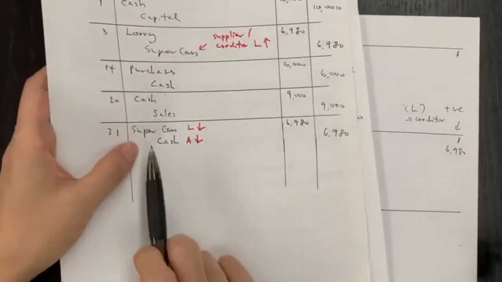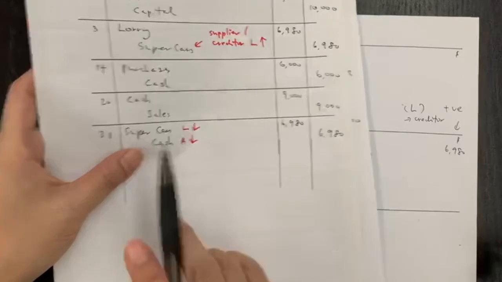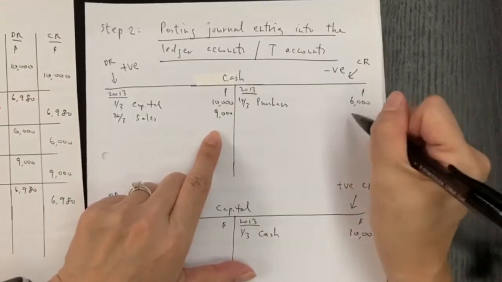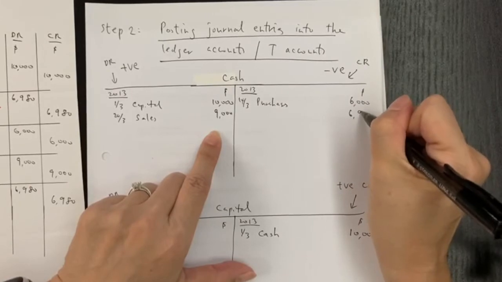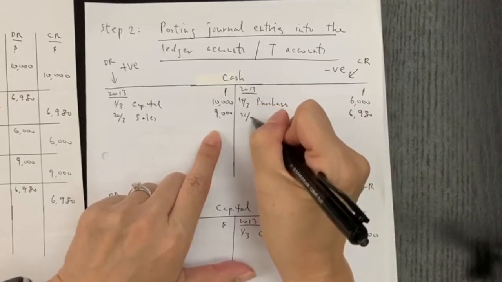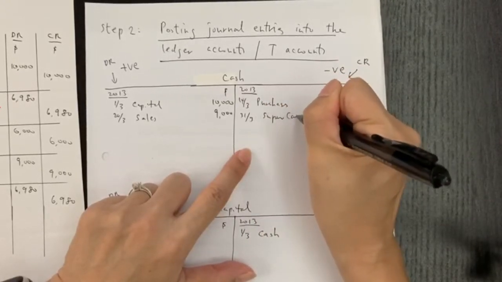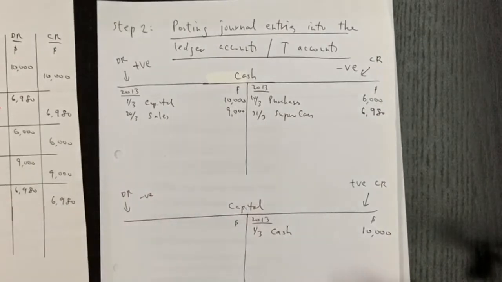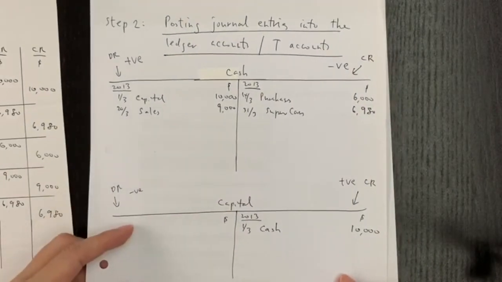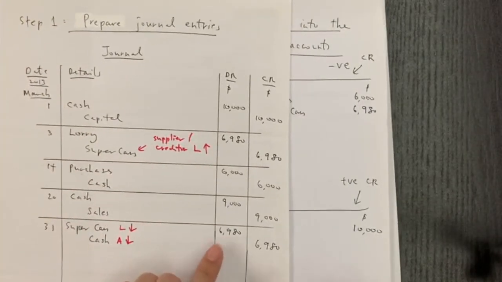So after debiting supercar, I need to credit cash. Where's my cash account? My cash account is here. So 6,980. The date is 31st March, because of supercar. So you can see we always enter two times, once on the debit side and once on the credit side, with equal amounts.